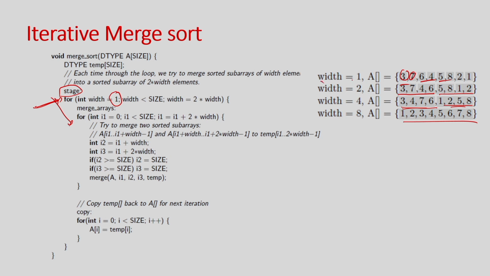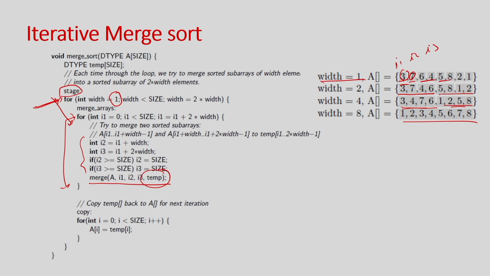So, when width is 1, I am going to take 2 arrays of size 1 and merge them into 1. That process is happening here. Whenever my width is 1, how many merges are going to happen? I am going to take these 2 arrays, and for them I have to decide what is my I1, what is my I2 and what is my I3. That calculation is happening here, and then I call the merge. After merging, the result is stored in array temp.